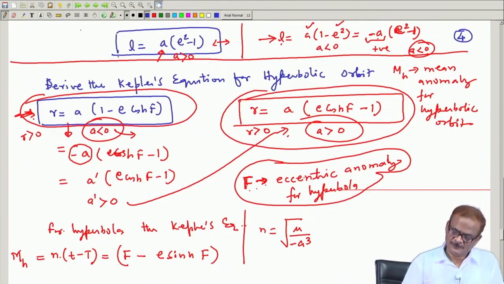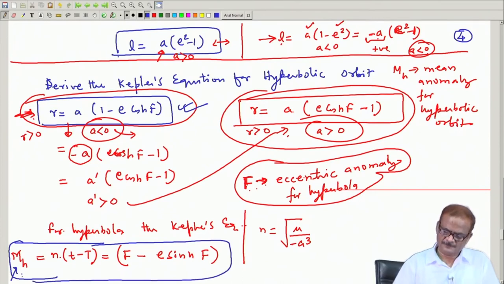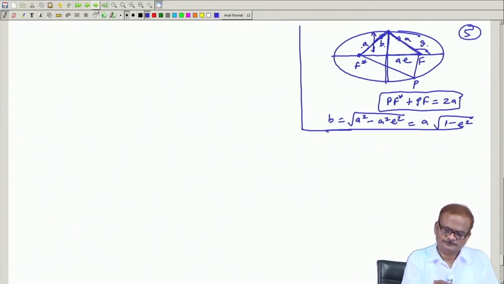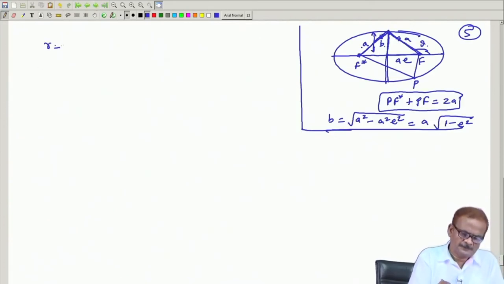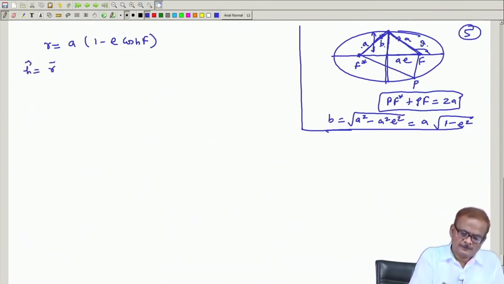So, our objective is to use this equation and prove that the mean anomaly for the hyperbolic orbit, which is M H, is given by this particular equation. So, we start with r equal to a times 1 minus e cos hyperbolic f. This is the angular momentum per unit mass.